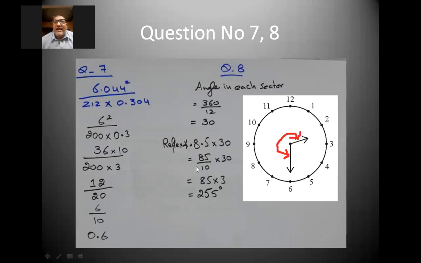1, 2, 3, 4, 5, 6, 7, 8, 8.5. So 8.5 gaps. So 8.5 multiplied by 30. So it will be 85 divided by 10 multiplied by 30. 10 and 30 cancel, so it will have 3. So 85 multiplied by 3. 3 fives are 15.